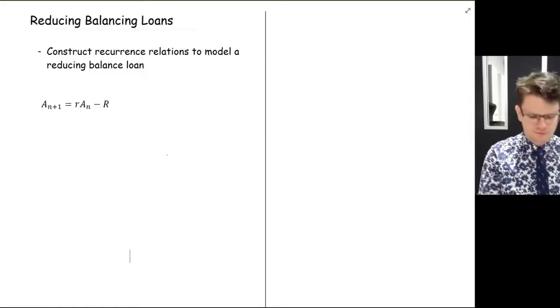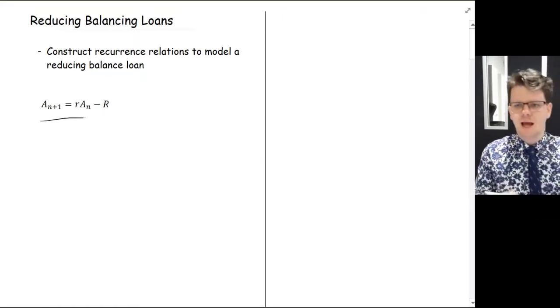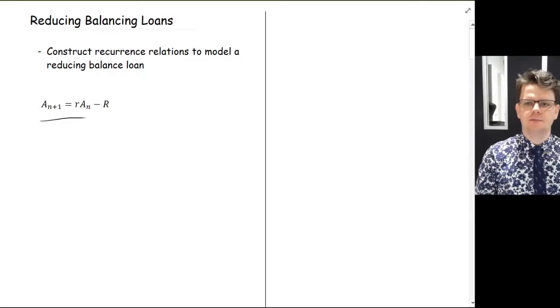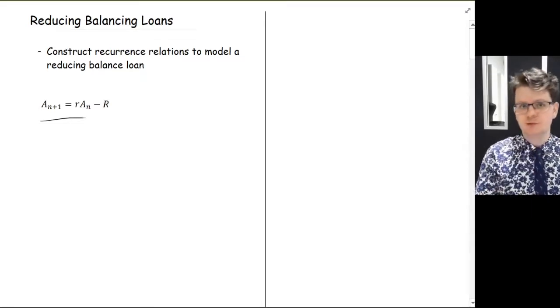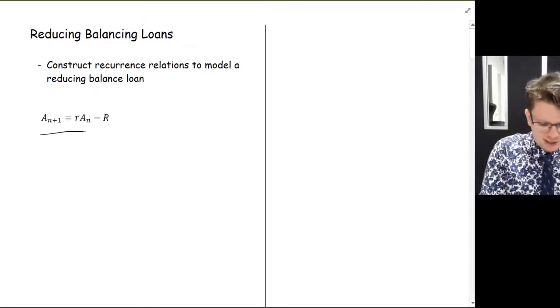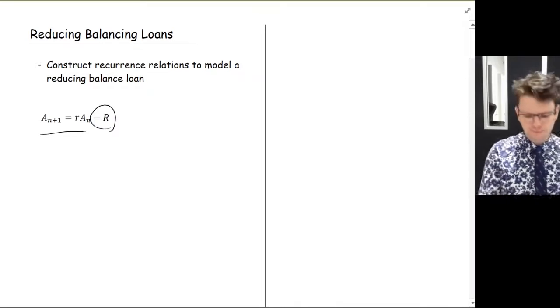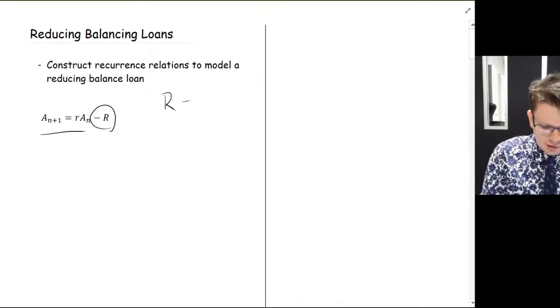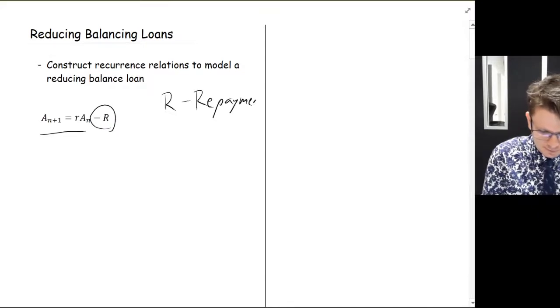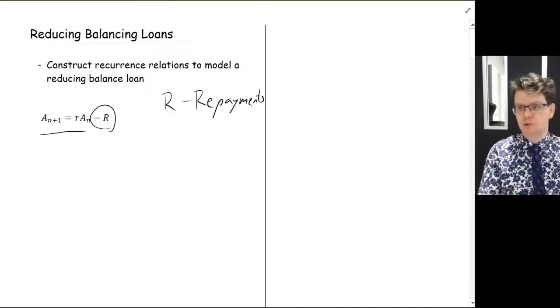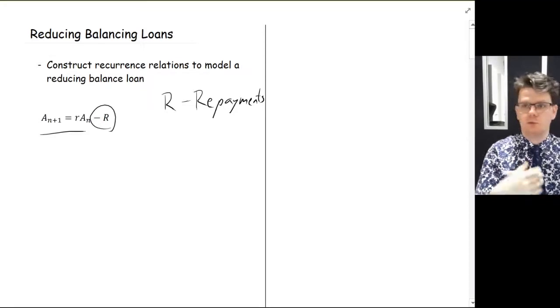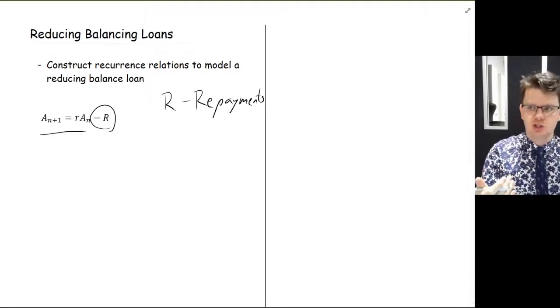Now it shouldn't look too unfamiliar, this formula here. A(n+1) equals R A(n). That's how we model compound interest. The only difference is now we have this little minus R thing. And R is just the repayments. How much do you repay each month, or each week, or each quarter?